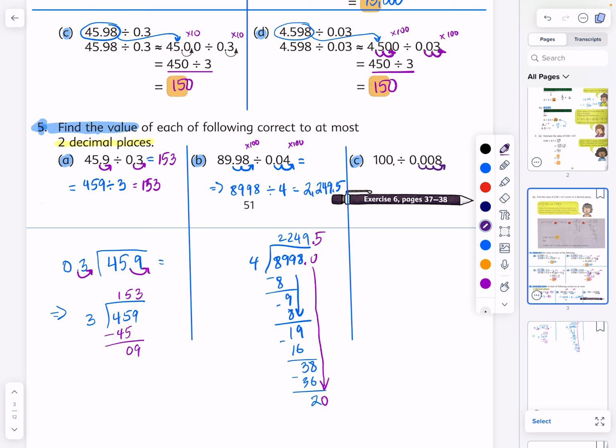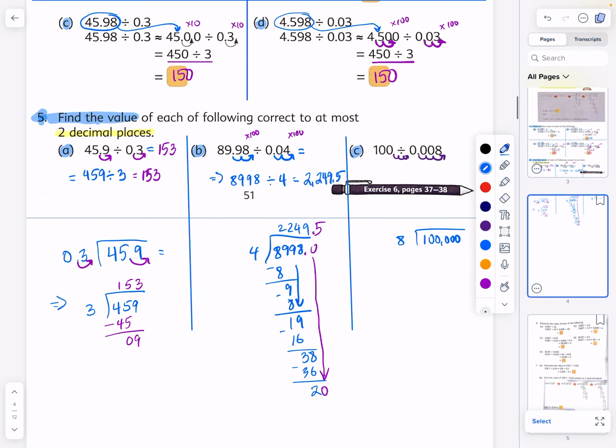3 times to the right, 3 times to the right on both sides. Let's do our division. It is as if we're dividing 100,000 by 8. Well, we know how to do that because we do know that 8 goes into 1,125 times, and the rest are zeros, right?